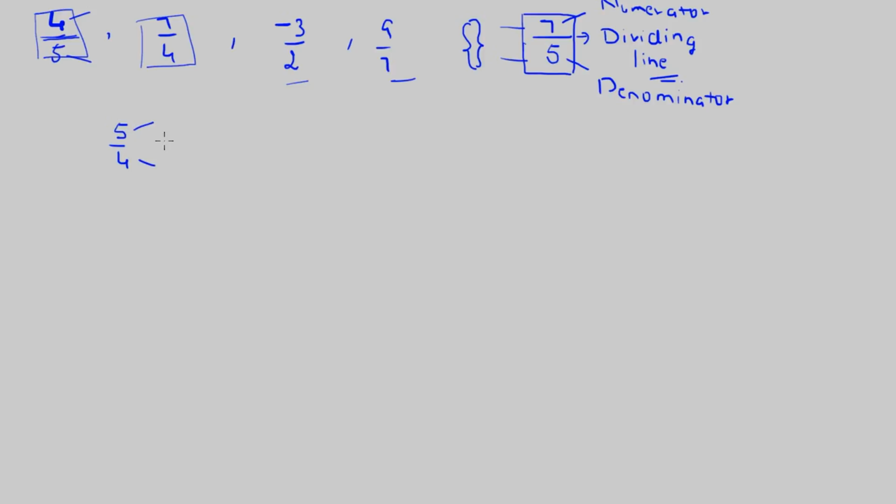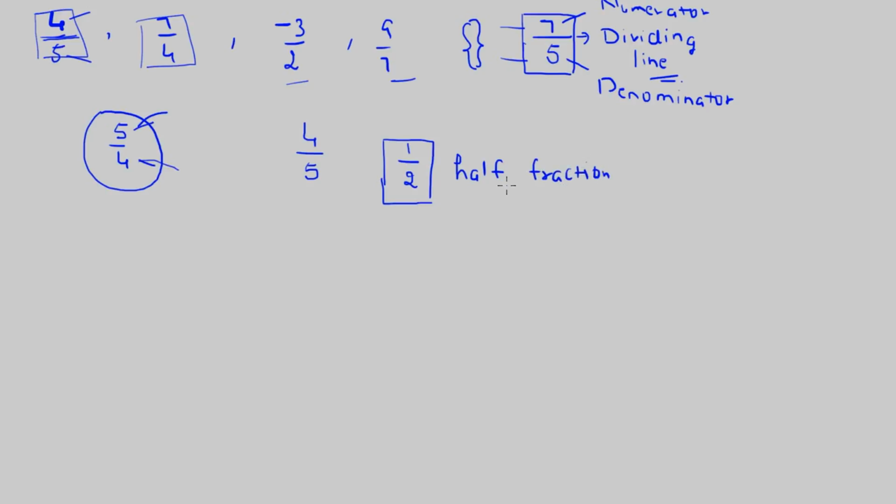Now what does it mean? We mean by this 5 things out of 4, or for example 4 out of 5. So when I'm writing 1 out of 2, we read this as a half. This is the half fraction, or simply half. Why? Because by this I mean that I have one thing out of two equal things.